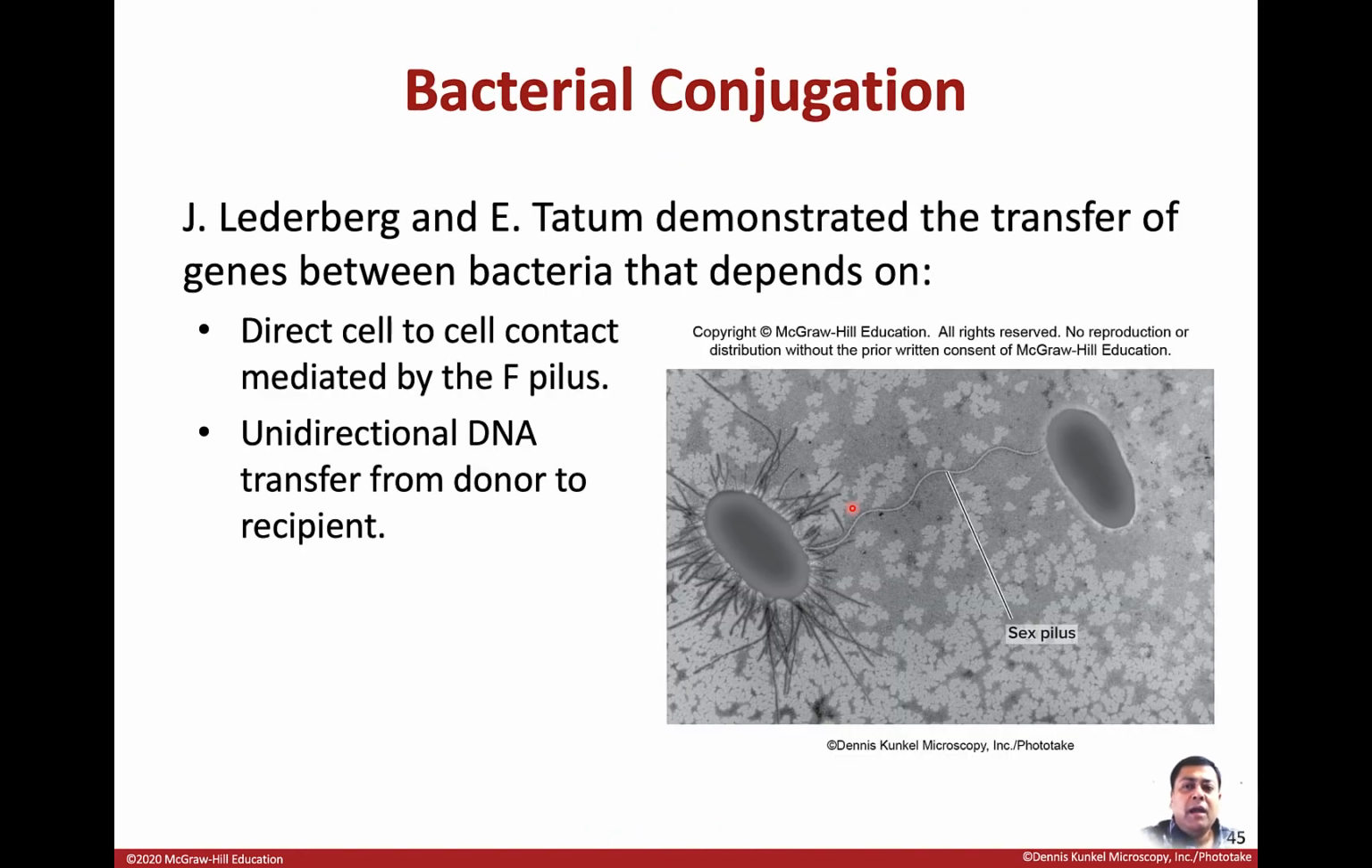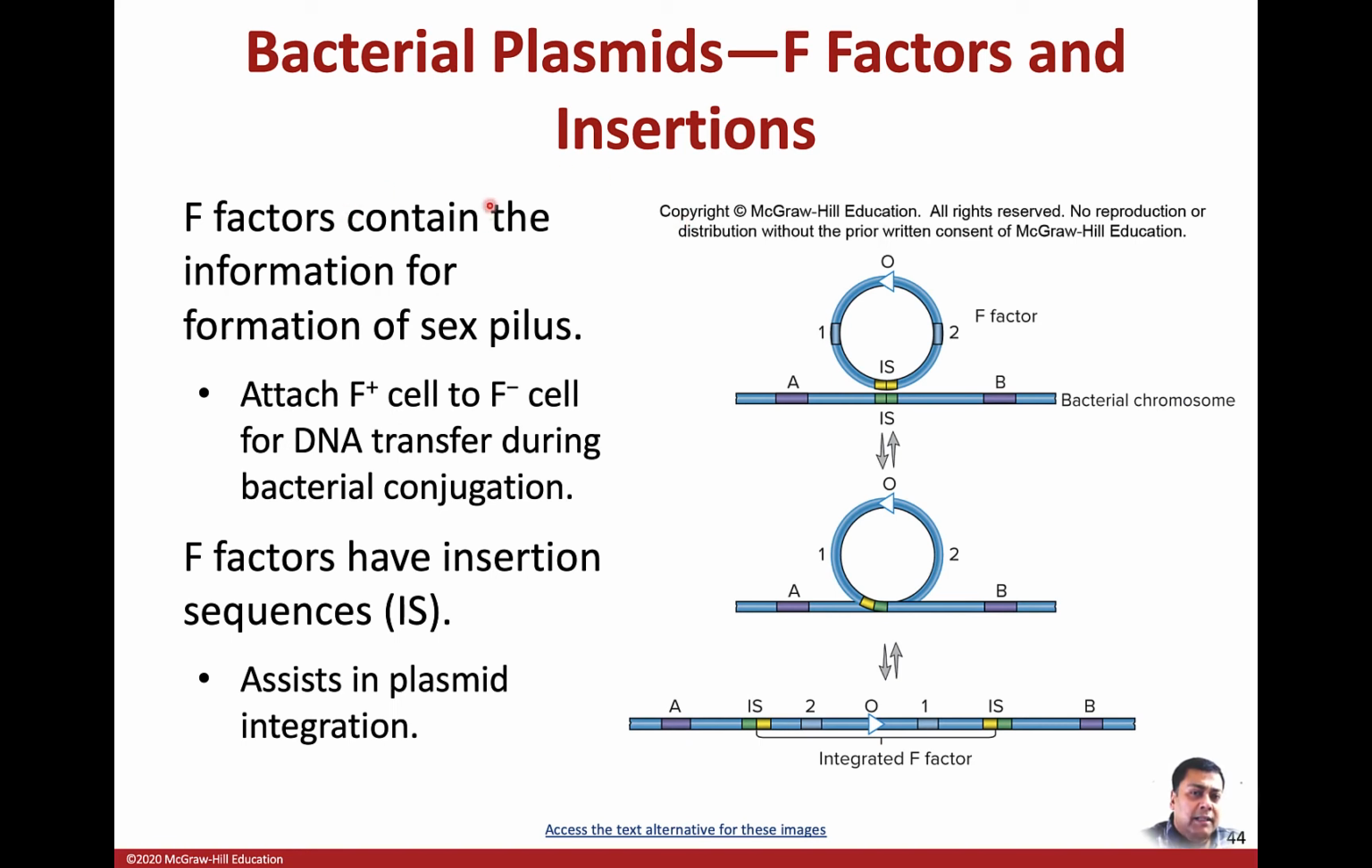So if we are looking at this conjugation process right here, remember that the F factor contains the information for the formation of the sex pilus, and attaches an F+ cell, which has this F factor plasmid, to an F- cell for the transfer.